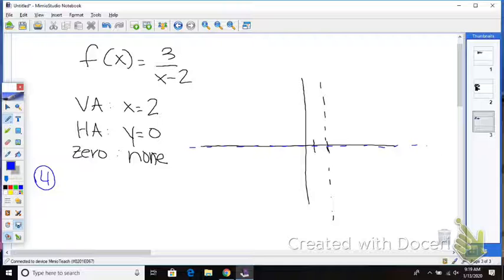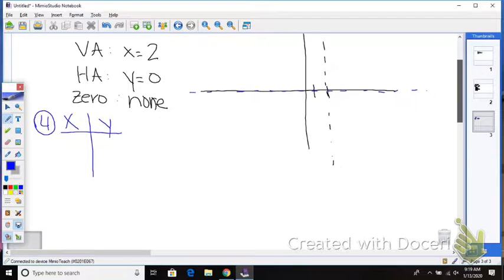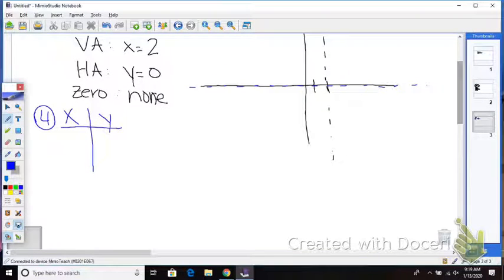Make an XY chart. So we're going to make an XY chart, and we have to pick 2 numbers on the right side of my vertical asymptote and 2 numbers on the left side of my vertical asymptote. So my vertical asymptote's at 2. We're going to pick the easiest numbers we can. So on the left side, I'm going to pick 1 and 0, so x is going to be 1 and x is going to be 0. Then what 2 numbers should I pick on the right side? Don't make it difficult. 3 and 4. You can't pick 2, because that is a vertical asymptote.